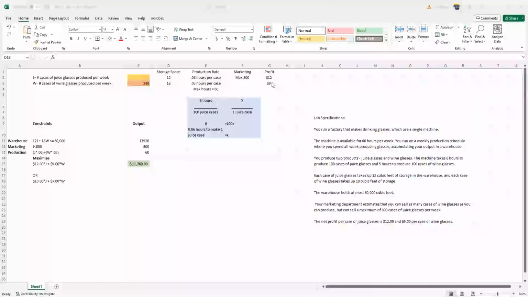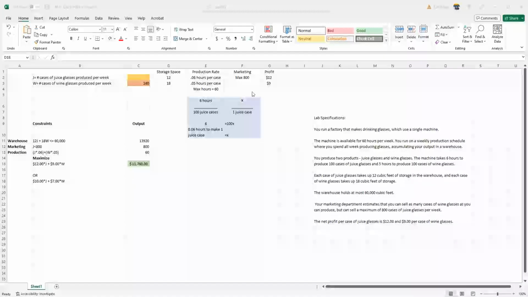Now, I found an error in my instructions. I put in $10 and $7. $10 profit for juice, $7 for wine. Those are the numbers I used in the fall semester. I changed them for the spring semester. I didn't change it everywhere. So that's something that I need to update. So you can solve for either $12 and $9 or $10 and $7. That's fine. I will give you credit. But anyway, let's go ahead.